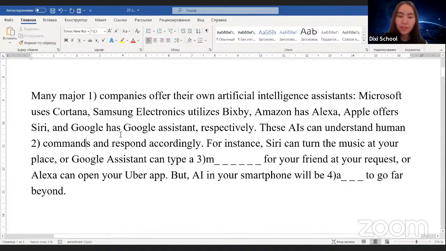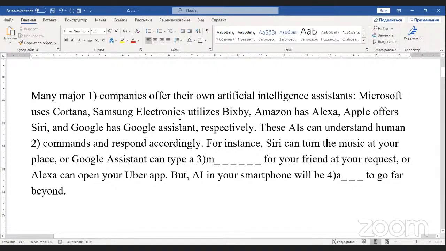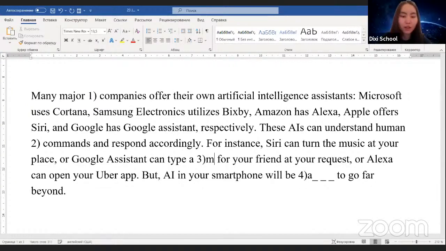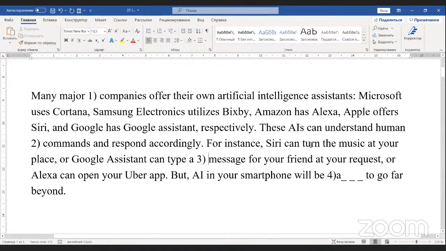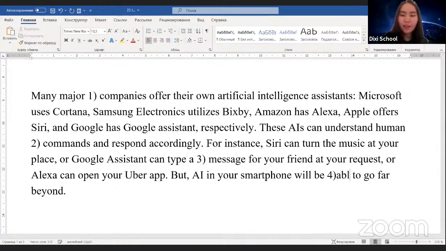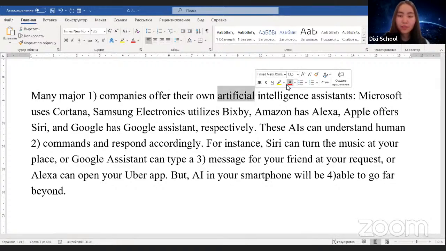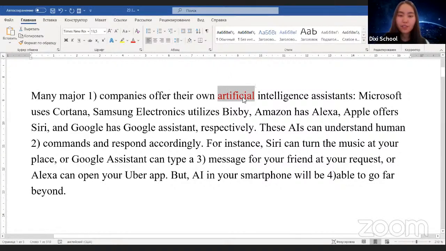Let's continue with Diaz, please. For instance, Siri can turn on the music at your place, or Google Assistant can type a message for your friend at your request, or Alexa can. Let's continue with Dida. But AI in your smartphone will be able to go far beyond. Beyond, excellent. So guys, I guess there are some unknown words here. For example, I think some of you may not know what is artificial, right? Artificial means искусственный. So artificial intelligence, or briefly AI, is искусственный интеллект.